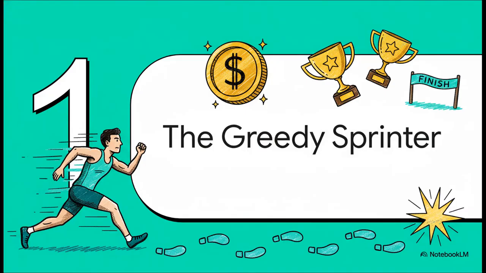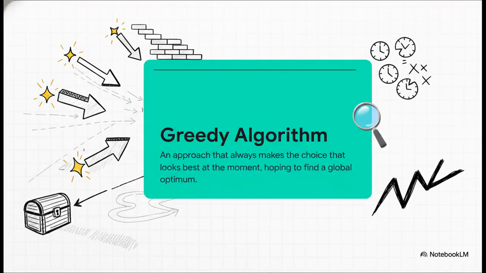All right, first up, let's meet our sprinter. This is the greedy algorithm. And this champion, it lives for the here and now. It's all about that immediate win, that quick score. Yeah, its philosophy is brutally simple. Make the best possible choice right now, and don't even think about looking back. It's all about grabbing that immediate reward without getting bogged down in what might happen later.